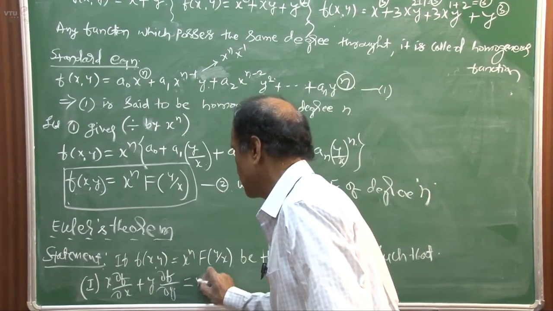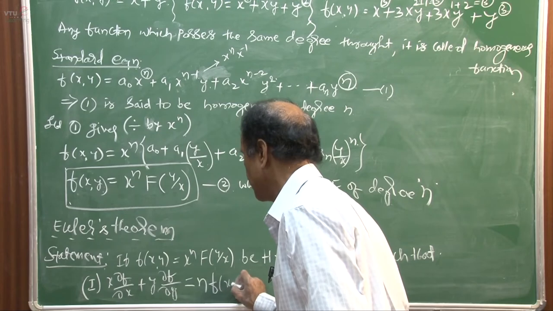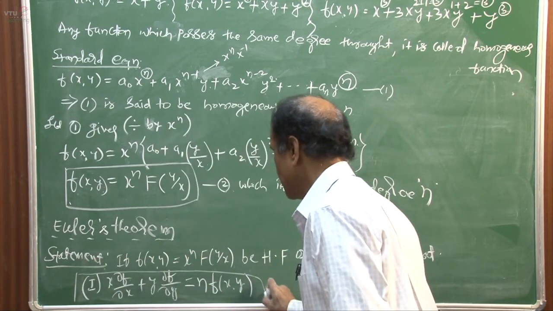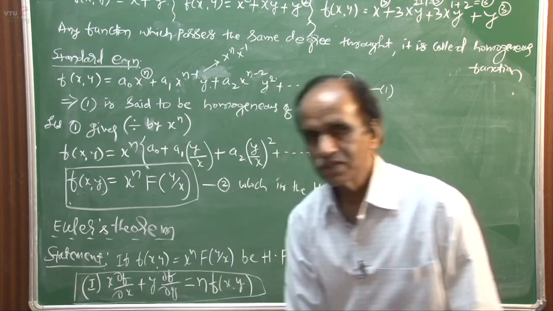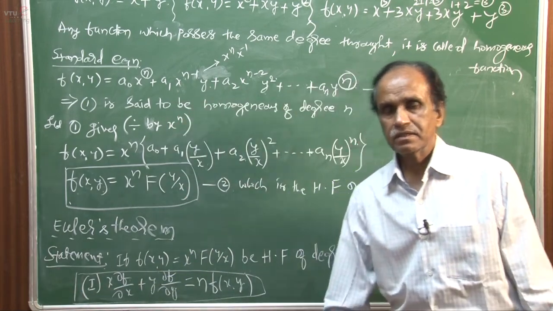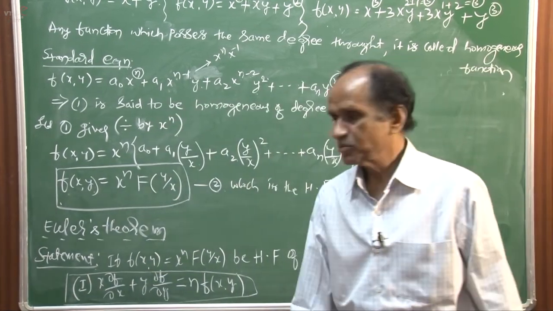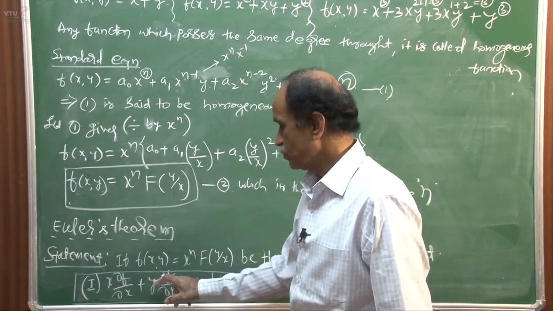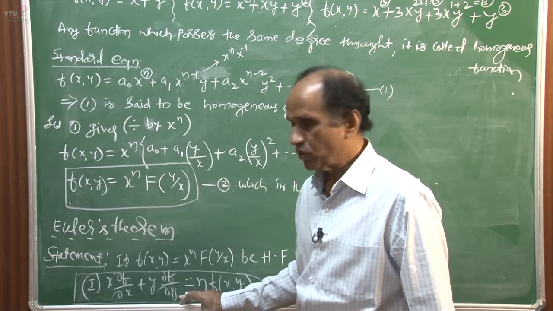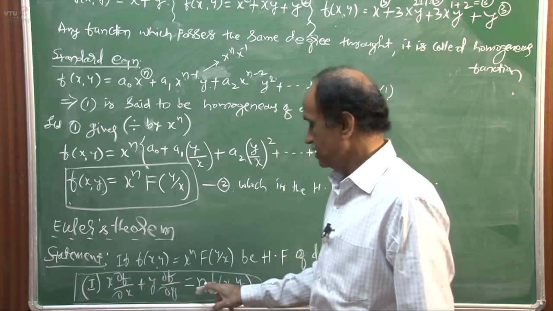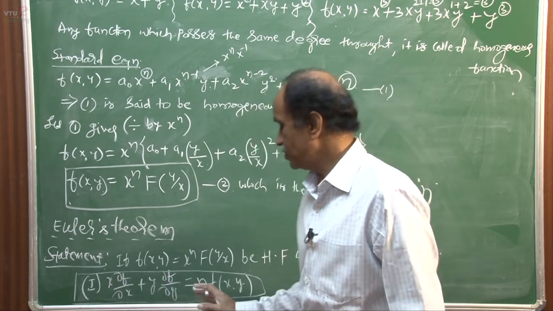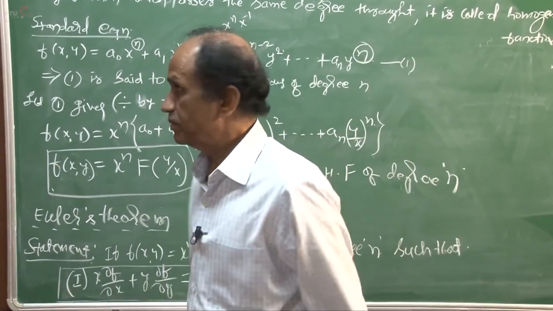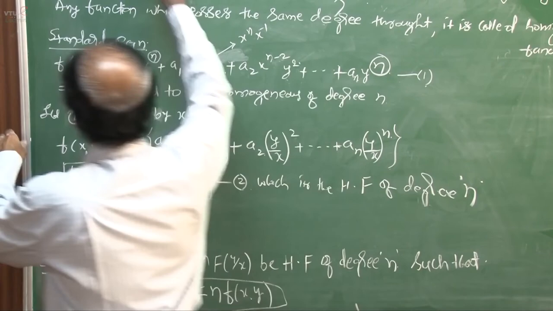Is equal to n into f of x comma y. This is a very important result. Now you concentrate on this to solve the problems for your required syllabus. x into first order derivative with respect to x plus y into first order derivative with respect to y, that means the summation of these two is equal to n into f of x y. This result you remember. There is one more result.